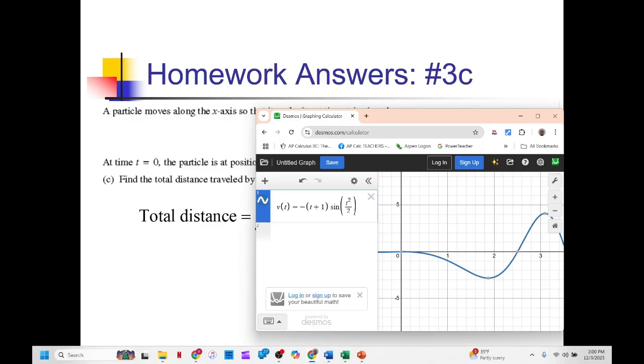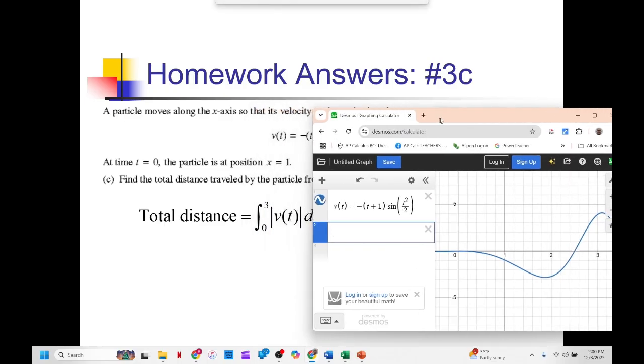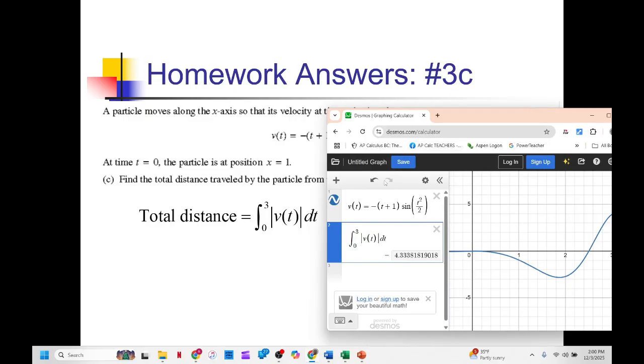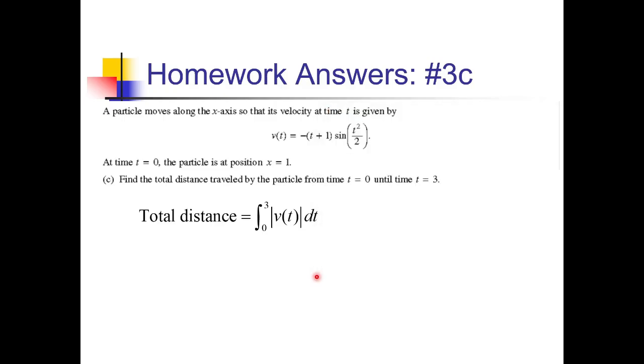So let me go down to a new level here, and what am I plugging in? Integral, int, 0 to 3, absolute value, v of t, and then close the absolute value, and then d of t, and that comes out to apparently 4.334. So that's our total distance traveled.